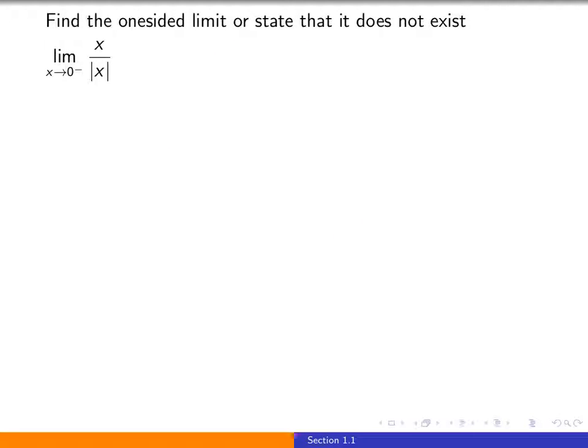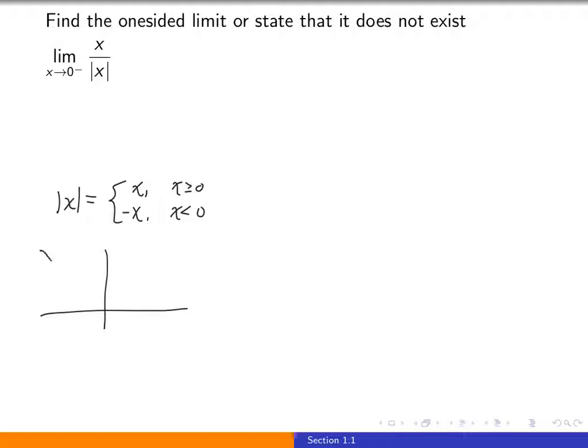So let's evaluate one more one-sided limit. And here, note I can't just plug in 0 because we'd end up with 0 over 0, which is an undefined quantity. But what I can do is think about how we have defined the absolute value function previously. We defined the absolute value function as a piecewise defined function. If you plug in a positive number or 0, you get that number out. If you plug in a negative number, you get out the opposite of it.